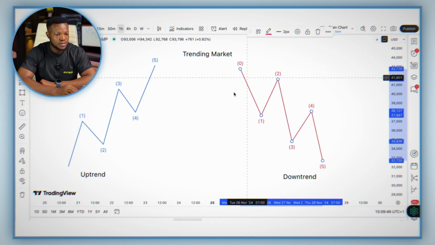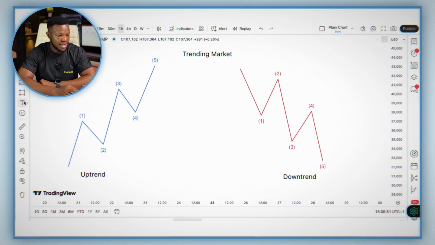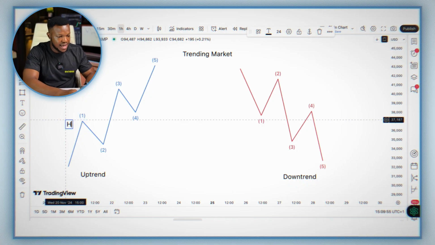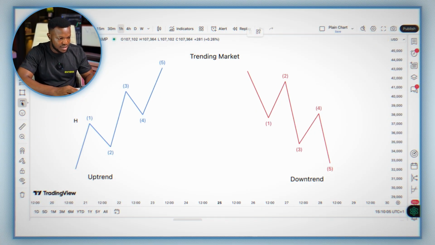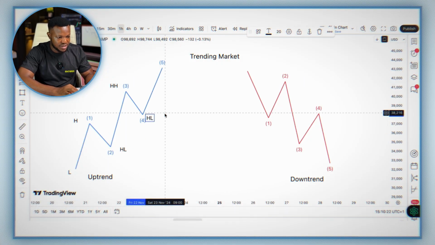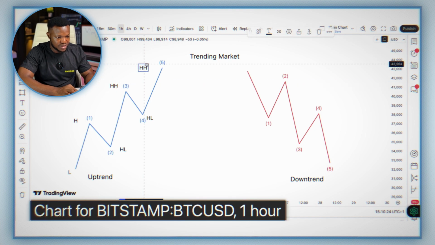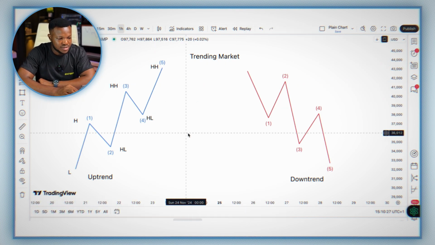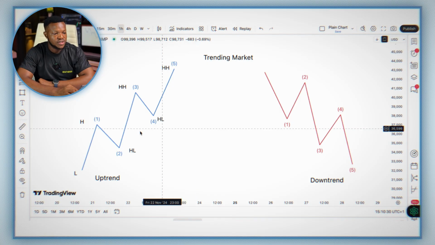Now I'm going to also label all of these highs and lows so that you all can understand how they operate. So we have the high here. At the bottom here, we have the low, and here we have the higher low for the uptrend, and we have the higher high, and we also have a higher low as well, right? We have price create a higher low, and we also have price create a higher high at the top here. So this is the structure of an uptrend.